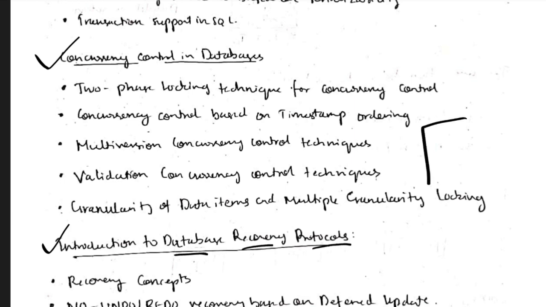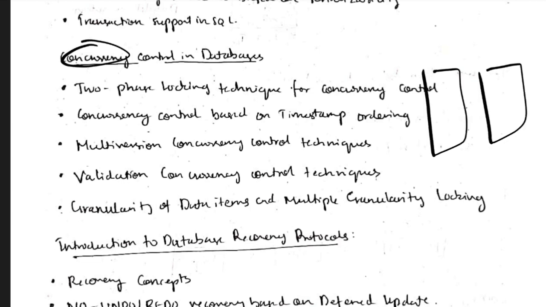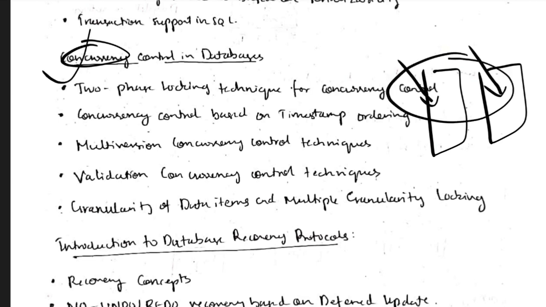Suppose there is a database here, it performs some operation but that data was lost. So how to recover it, those algorithms we will be studying. And concurrency means we will be maintaining two databases in synchronous order. How to achieve that, we will be studying here in concurrency control of databases.